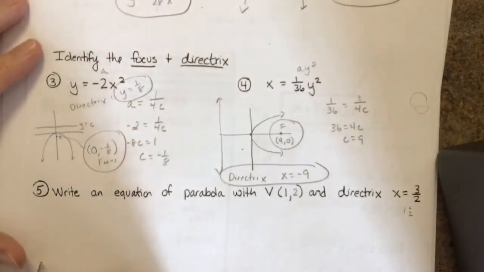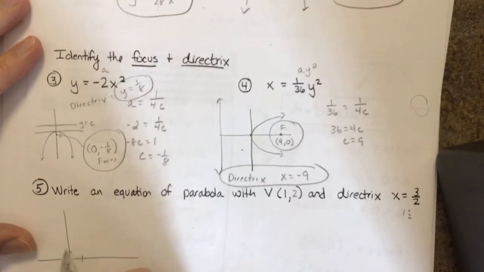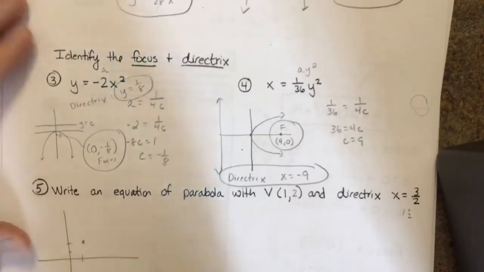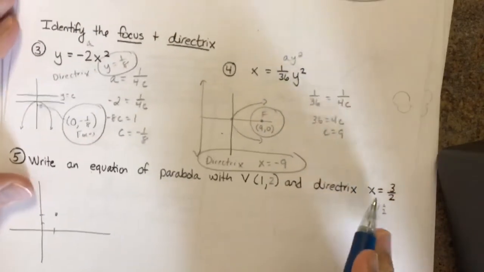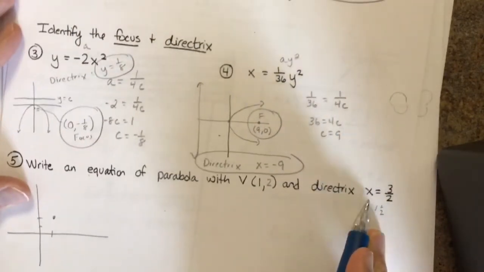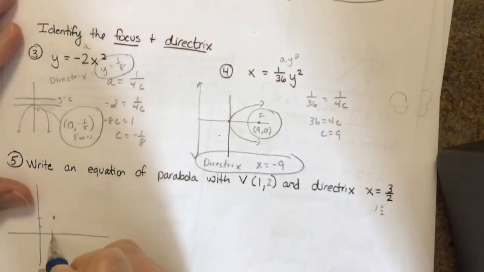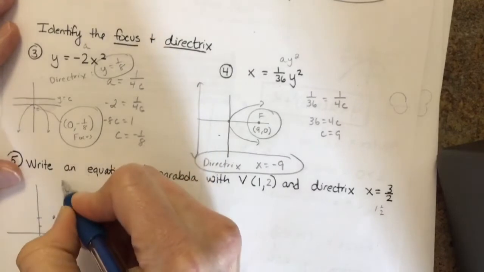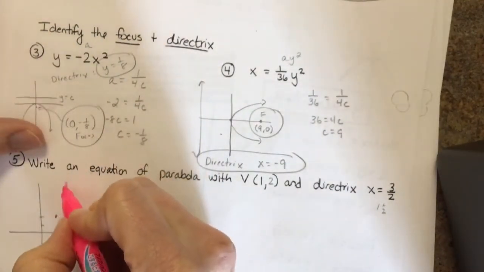I'm always going to sketch this. Where's the vertex? 1, 2. Now, which way does this point? Up, down, left, or right? The directrix is x equals. It's a vertical line at 1.5. 1.5. The directrix, I'll put it in pink, is this line right here.